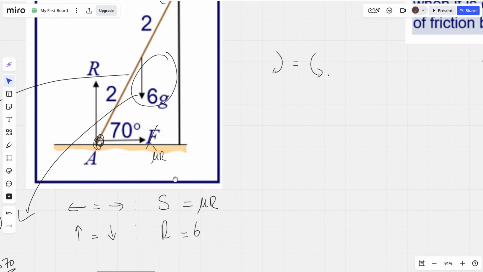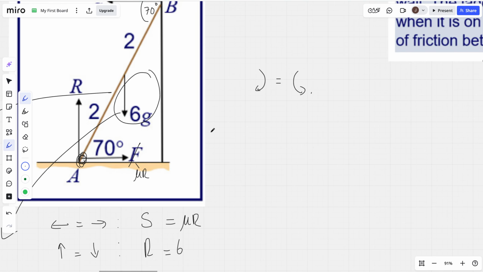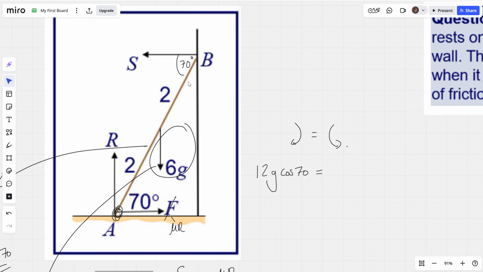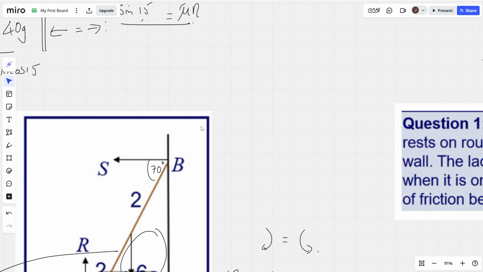So let's just jump back over here. So clockwise is 12G cos 70. So what's the anti-clockwise then? What's stopping it? It must be this S force up here. So let's have a go at resolving this force.